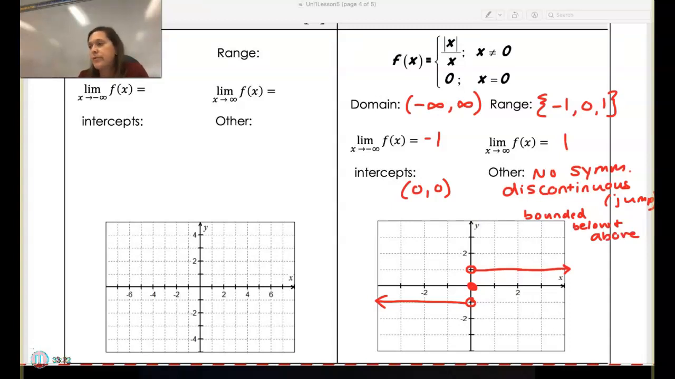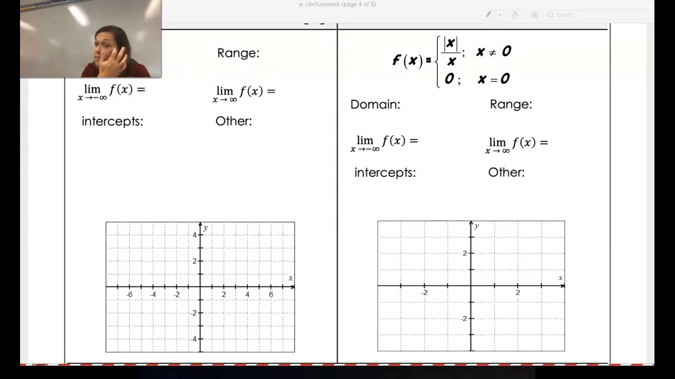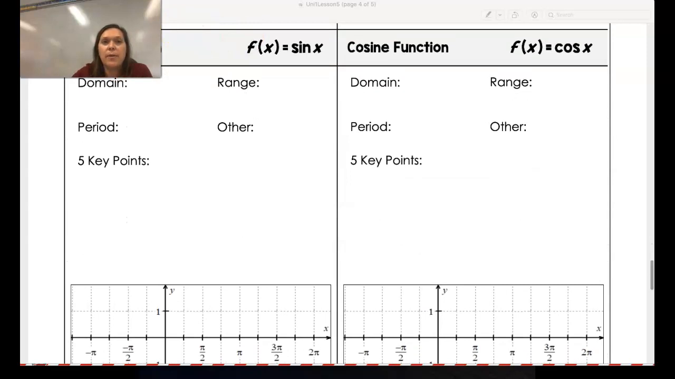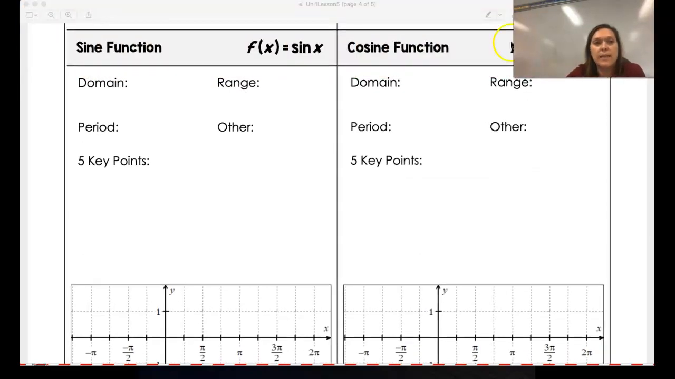Let's see what else. I think that's about all we got for that. Okay, so your signum graph, that's a step function. It's another popular step function that's used in calculus. All right, now I just got to get our trig ones in. Here we go. Light at the end of the tunnel.